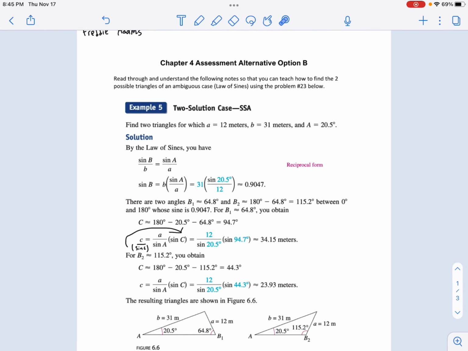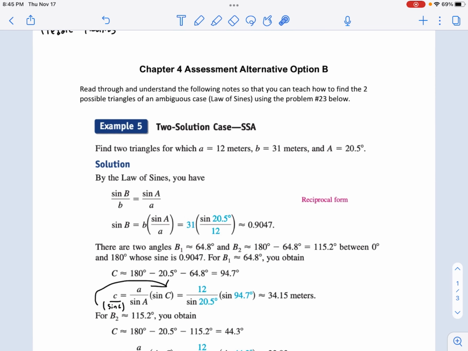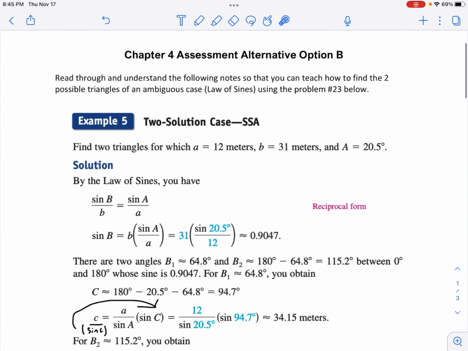Okay, today I'm going to be doing the Chapter 4 assessment, option B. So here I'm going to explain example 5.